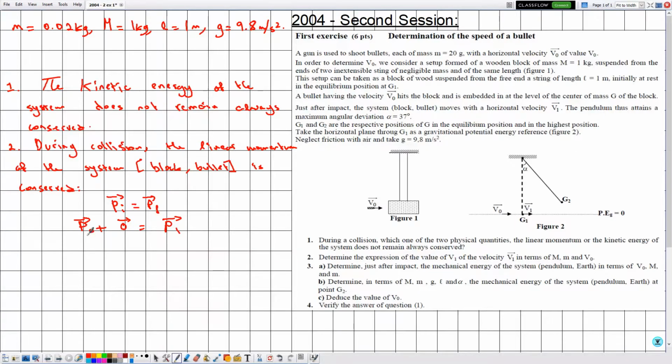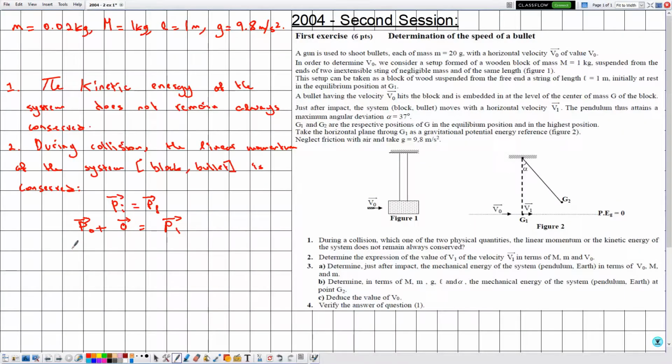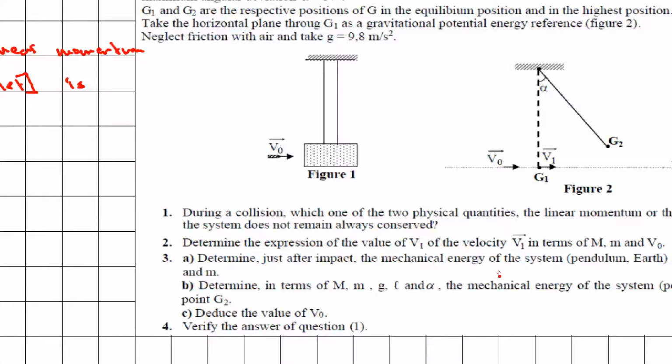So now let's replace the formula of the linear momentum, which is given by mass times speed. So this p0 is for the bullet having the mass small m, so this is given by m v0, and p1 is the linear momentum of the body consisting of the bullet and the block having a mass m plus M, and with the velocity given by v1, and in this case we are interested in determining the value of v1.